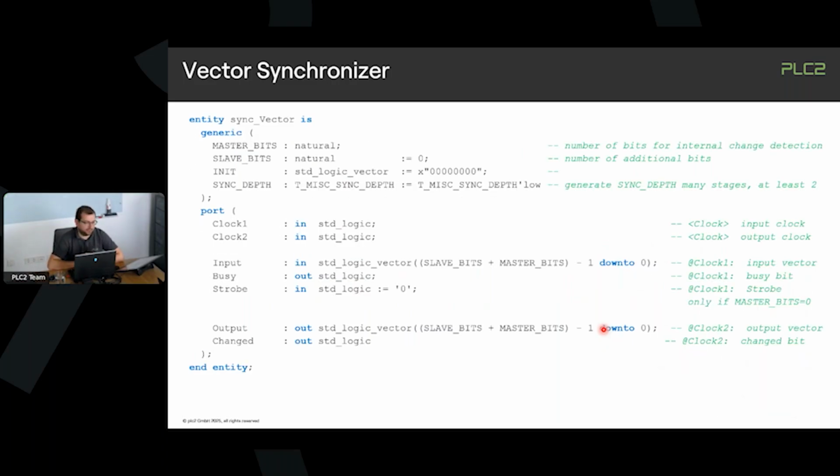Looking at our interface description, it's quite similar. So we have sync vector, we have our sync def as before, we have clock 1 and clock 2, we have the input and the output, the busy indication.